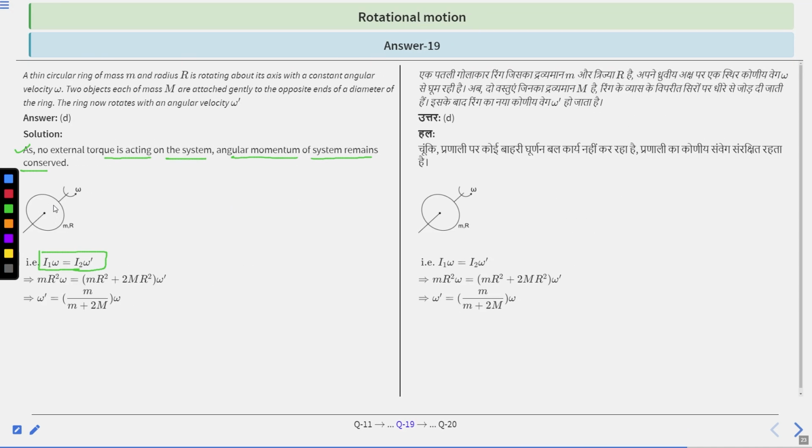And this is the circular ring of mass m and radius r rotating about its axis with a constant angular velocity omega. Like this. Clear? So omega prime is equal to m divided by (m plus 2m) multiplied by omega. This is the correct answer.